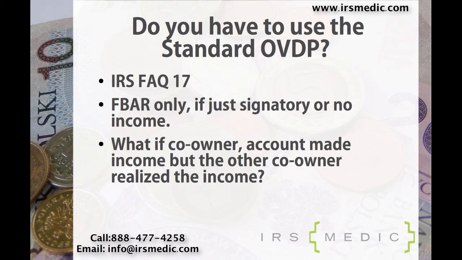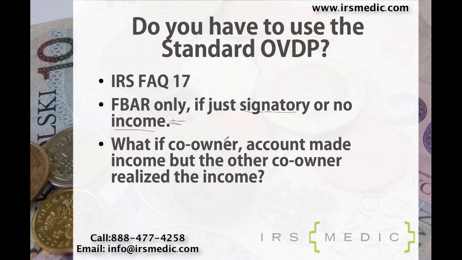Now, here's one question: whether or not you need to use the standard offshore voluntary disclosure program. We go to IRS FAQ 17. If you're just missing your FBARs and you just have signatory authority or no income, you can just file your missing FBARs. And there's a process to do that. You file them electronically with an explanation. And the IRS says, as long as this was your first time and you didn't know, they're not going to assess you any penalties. So that's a pretty good case.